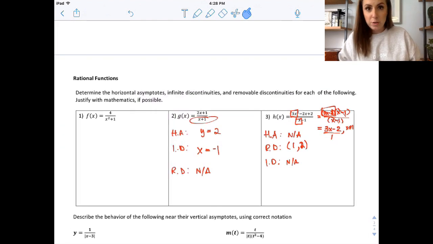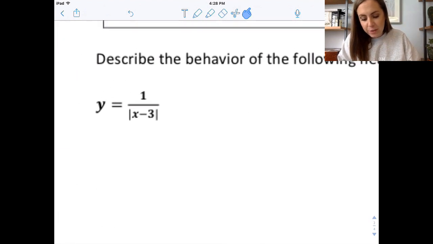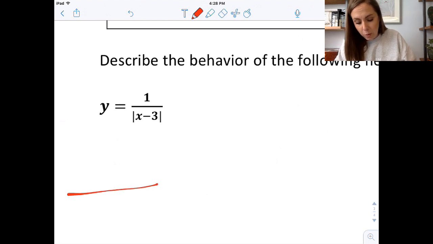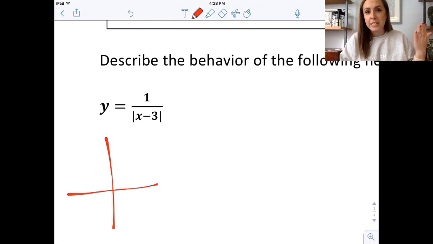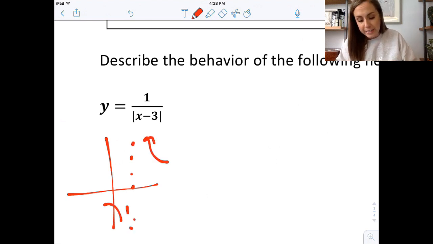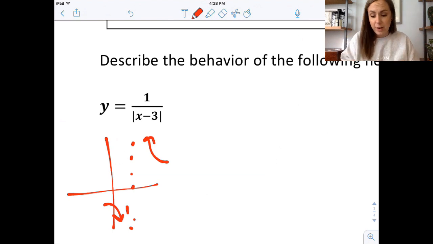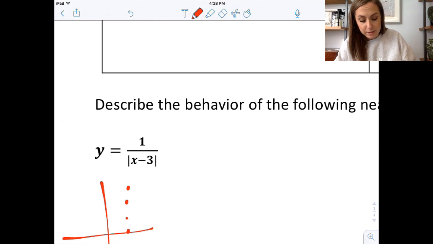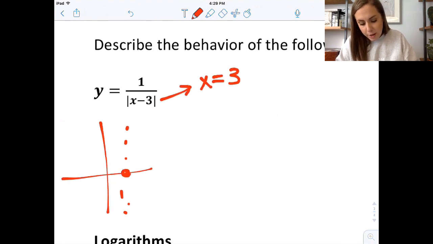And then the last big thing with rationals is figuring out the behavior near the infinite discontinuities. That is to say, we know that there will be an infinite discontinuity, or in other words, a vertical asymptote, at some value. And I want to know, is it going up? Is it going down? Sort of what's happening around it, right? So let's start with this one. I'm going to figure out where the infinite discontinuity is, which here would be at x equals 3. And so then I want to know on either side of 3 what's happening, right?